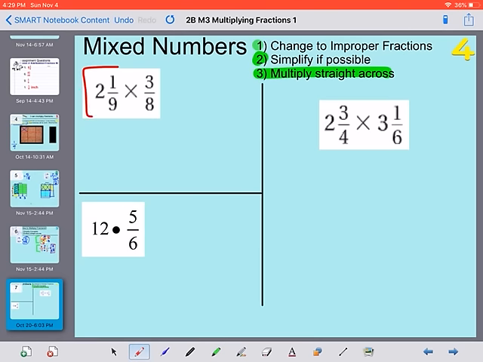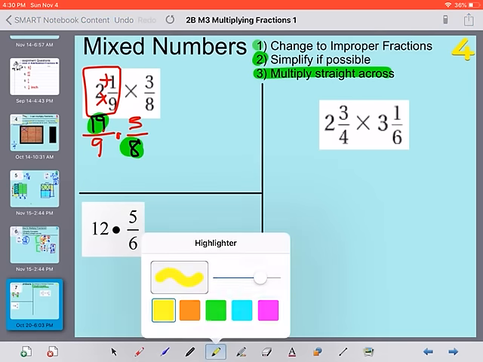So I'm going to convert this to an improper fraction. If we have 2 wholes that are divided into 9 pieces, 9 times 2 is 18 pieces, really. Plus the one more is 19 pieces. So we have 19 ninths times 3 over 8. Well, we can't simplify 19 with 8. They don't have anything in common.